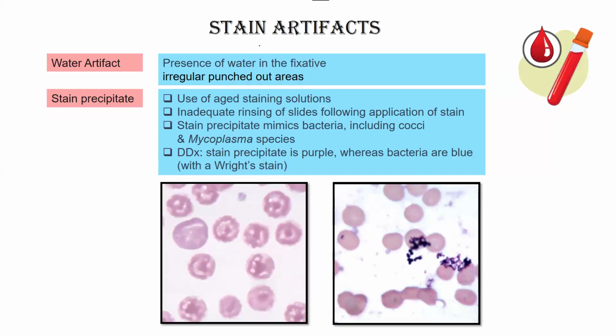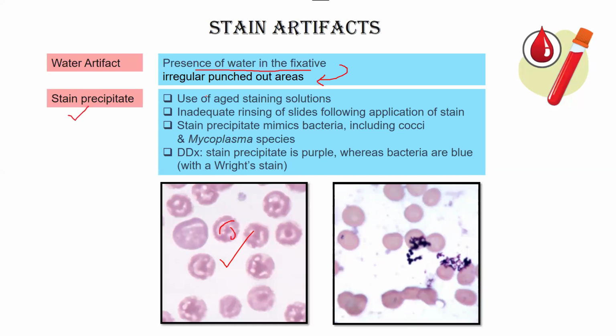Then last we have stain artifacts. This artifact is specifically related to hematology, when you are preparing a slide and you are going to have different artifacts. Number one is water artifact, because of the presence of excessive water in the fixative, and because of that you are going to have irregular punched out areas in the RBCs. Like you can see in this picture, these areas are just like punched out, just like when you punch a paper and a hole develops in that paper. Similarly it looks like punched out areas in the RBCs.